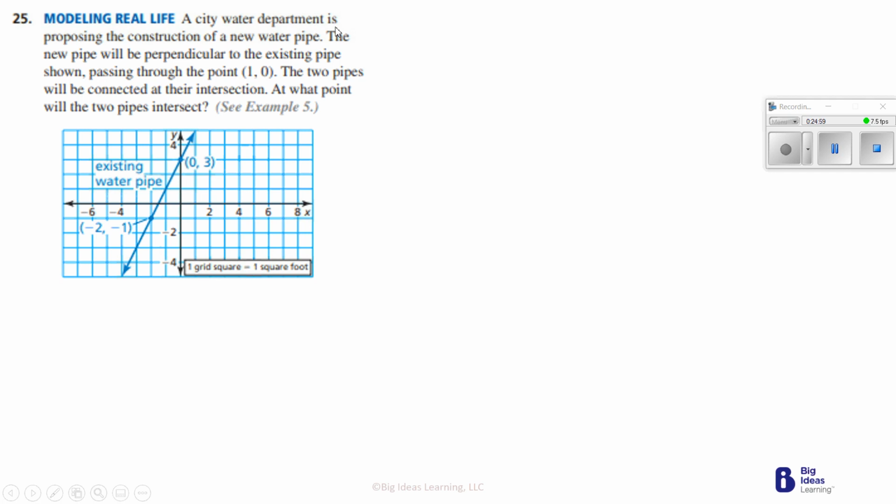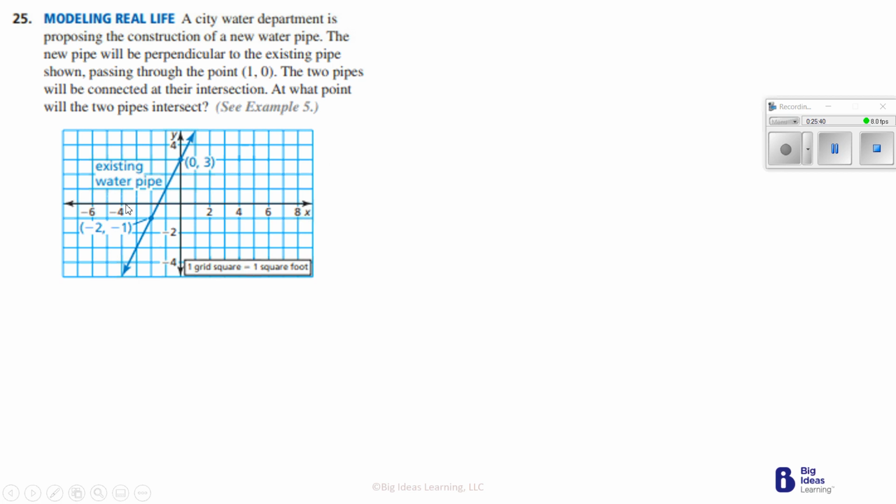A city water department is proposing the construction of a new water pipe. The new pipe will be perpendicular to the existing pipe shown, passing through 1 and 0, right? Passing through 1 and 0. All right, let's see. So it's going to pass through here, right? And the two pipes will be connecting at their intersection. At what point will the two pipes intersect? So I know that they're going to go through 1 and 0, so I can use that later.